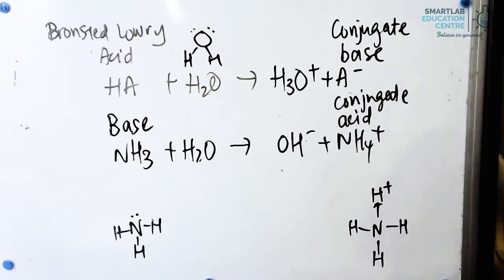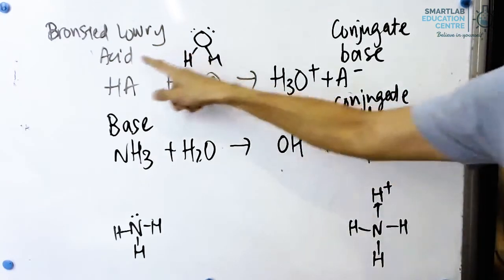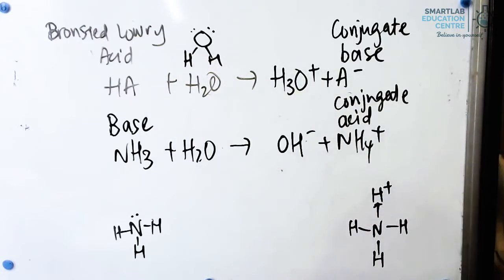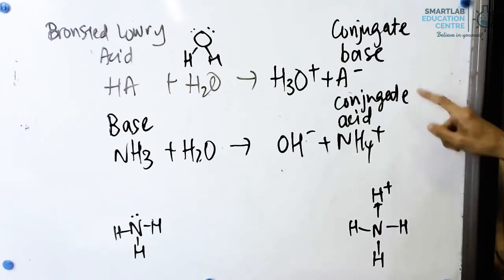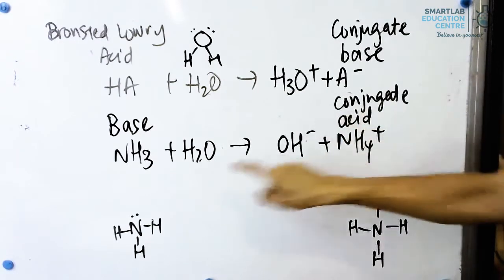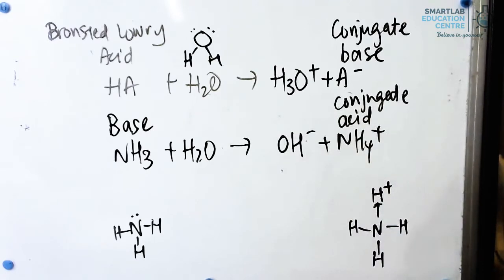So base is defined as proton acceptor, acid is defined as proton donor. And you can see that in NH4+, because NH4+ has a proton H+ that can be donated, it is therefore a conjugate acid since the NH4+ is on the right-hand side of the equation.